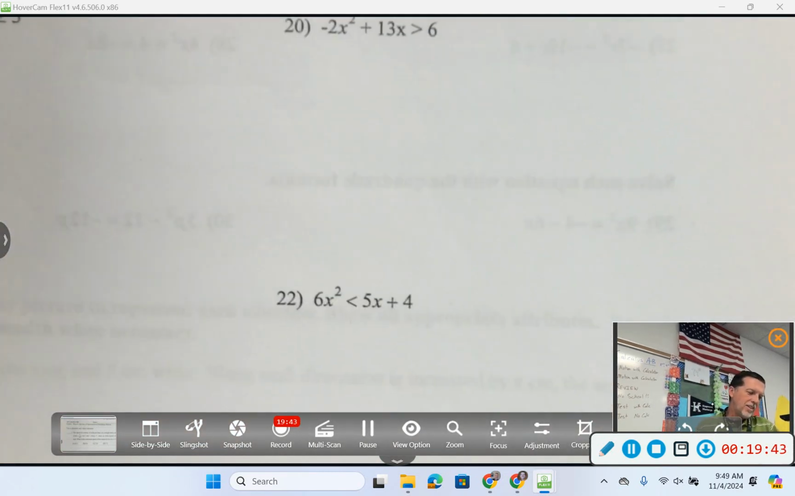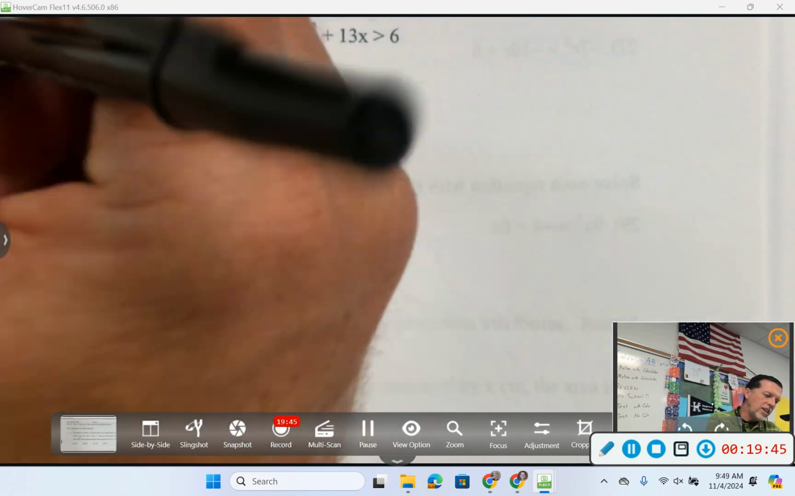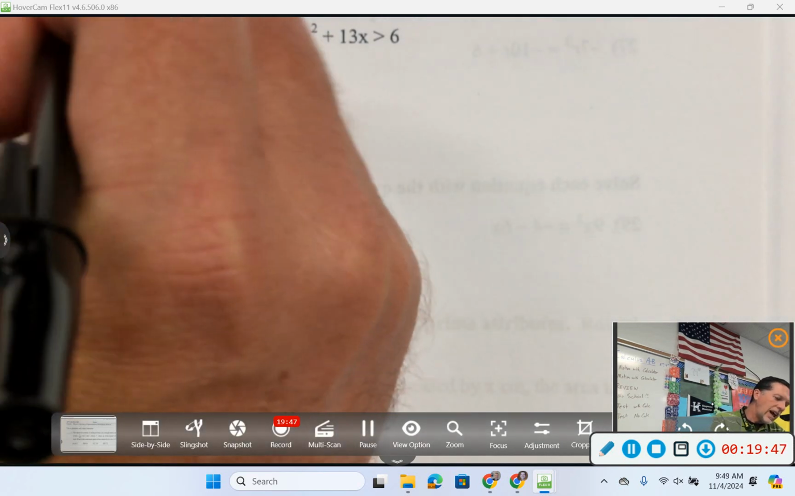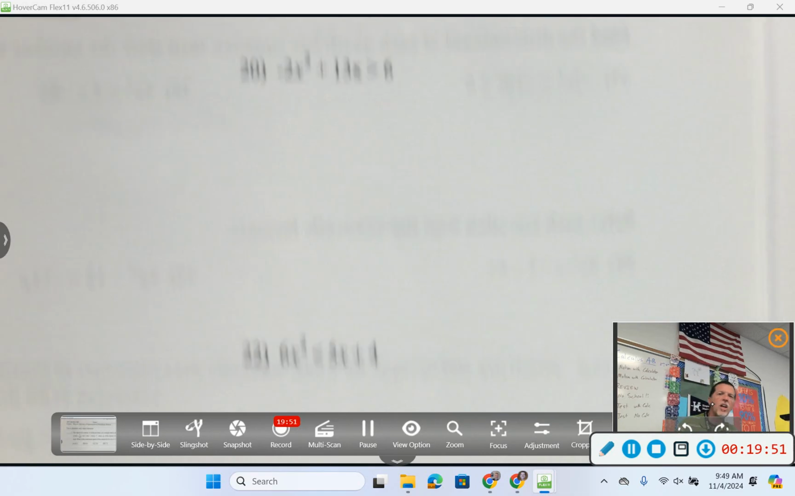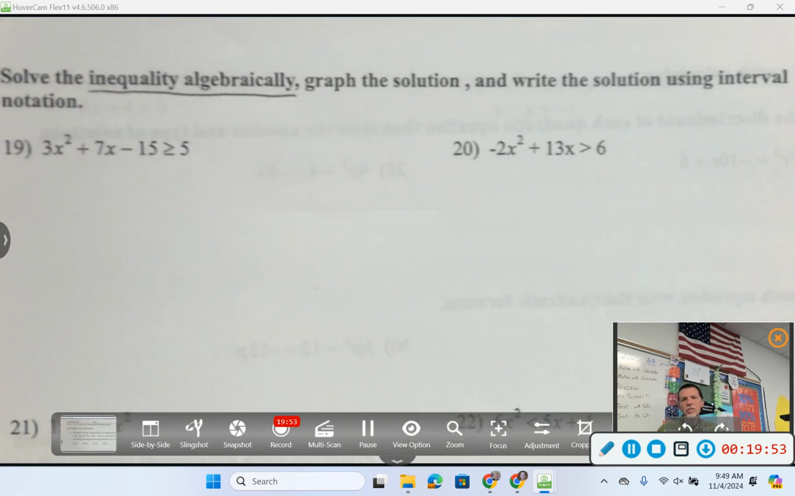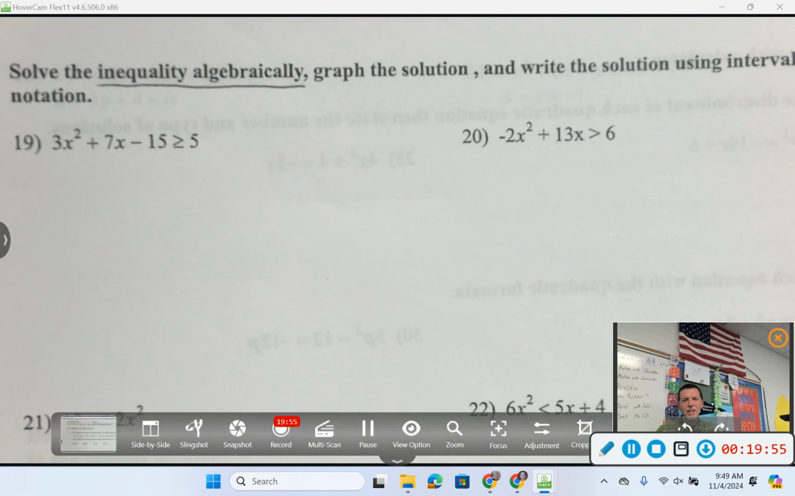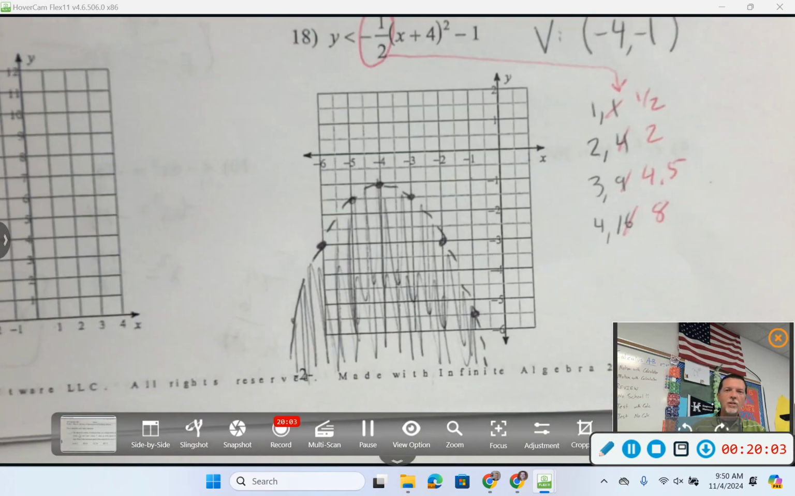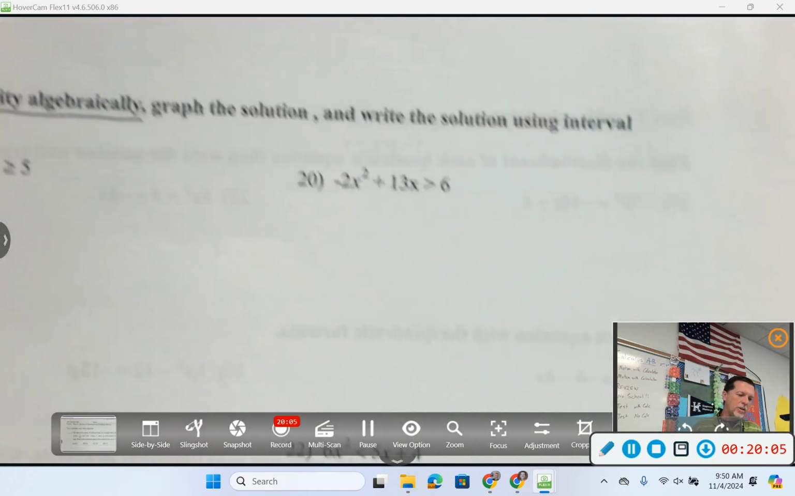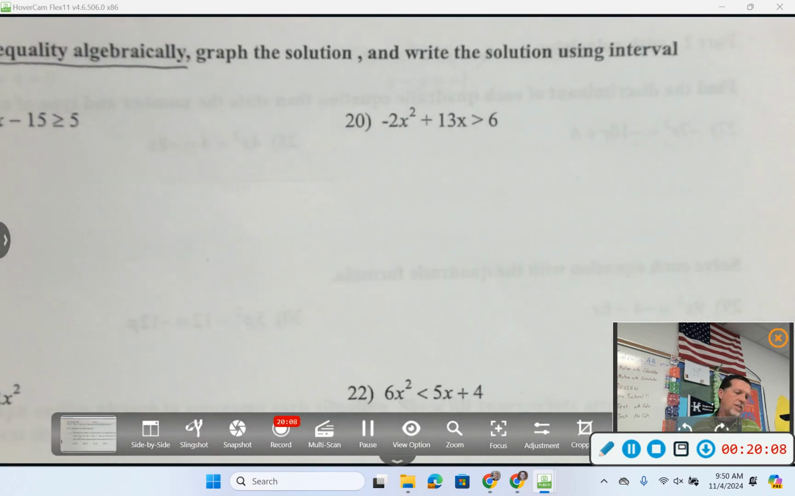Number 20. Solve the inequality algebraically, graph the solution, write the solution using interval notation. So this is another quadratic inequality. What makes it different than the quadratic inequality that we just did? We just did a quadratic inequality. How is number 20 different?